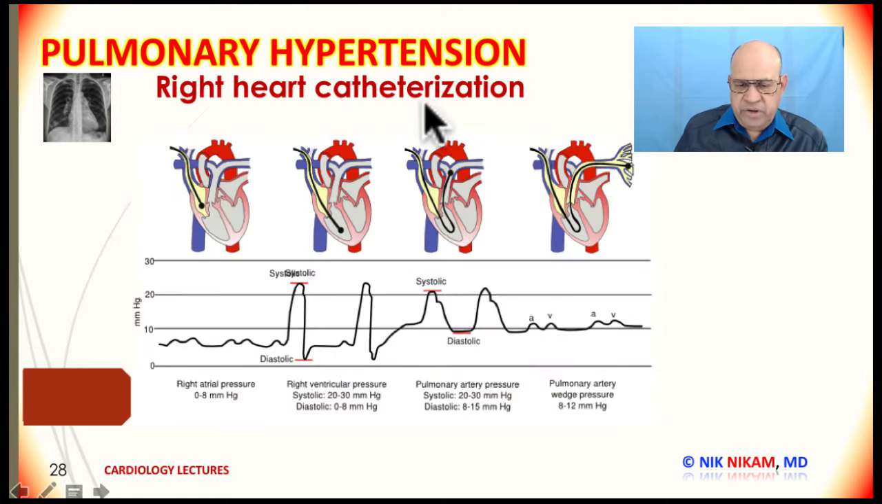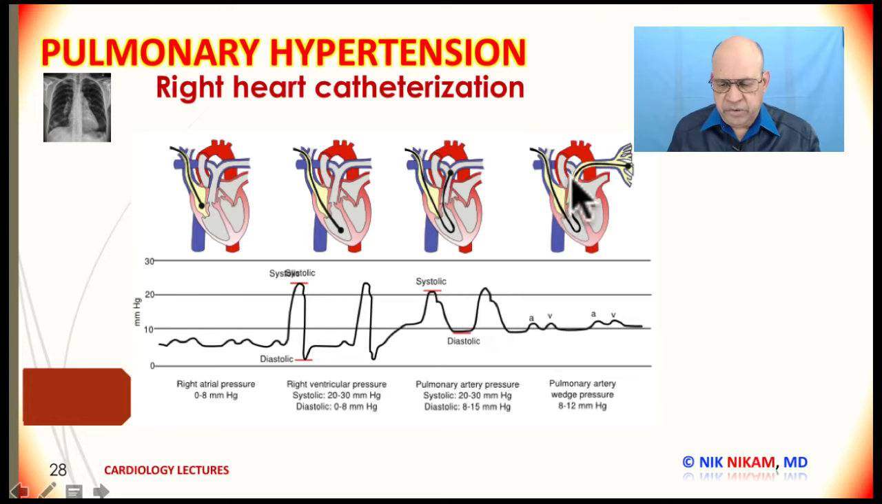Right heart catheterization is the ultimate way to differentiate between pulmonary arterial hypertension and pulmonary hypertension secondary to left ventricular dysfunction. Just to give you the basic morphology of right heart pressures, here we have the catheter in the right atrium and we can see the right atrial A, C, and V waves. Then we have the right ventricular pressure, represented by the atrial kick and the systolic right ventricular pressure. Then we have the catheter in the main pulmonary artery. Now we have the pulmonary systolic and diastolic pressures.